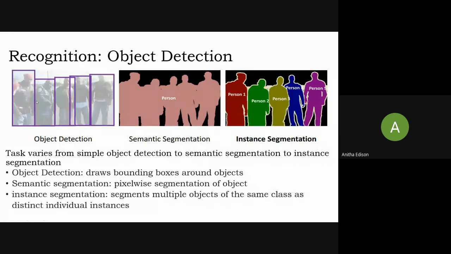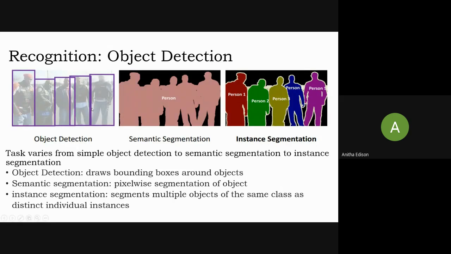Suppose in this particular picture, our object class of interest is person. So it will identify the person and draw a bounding box around that person. That is what is called a simple object detection task.